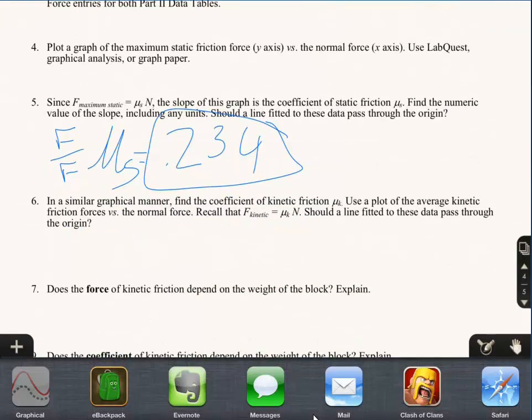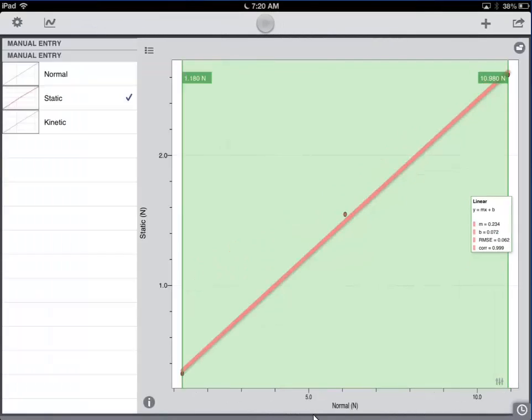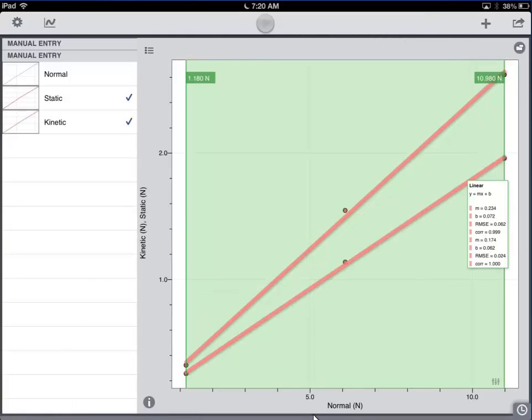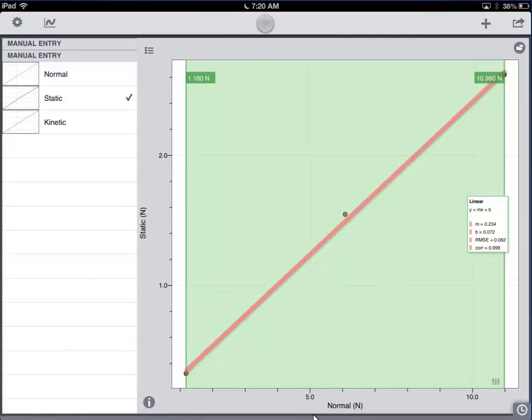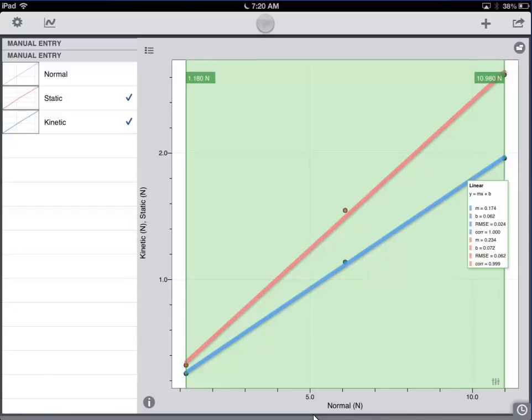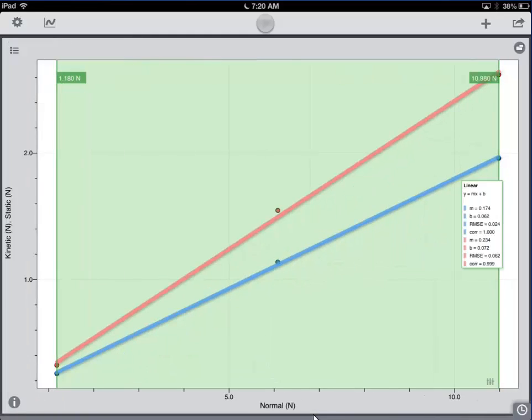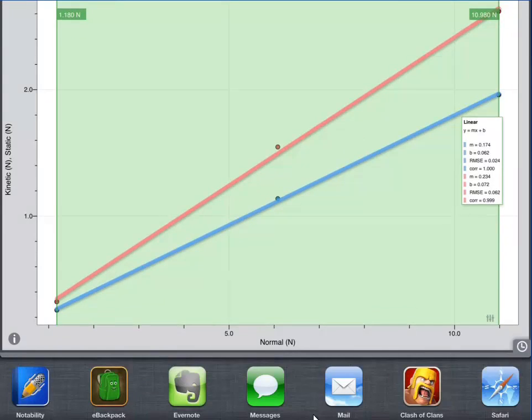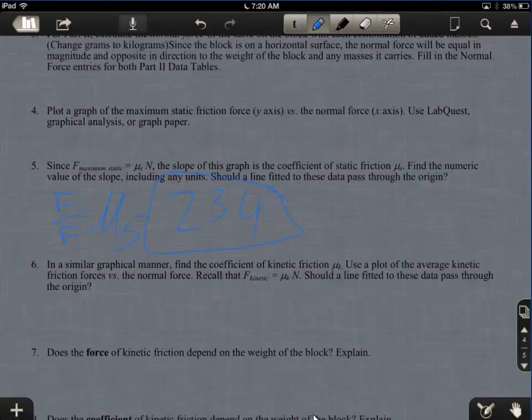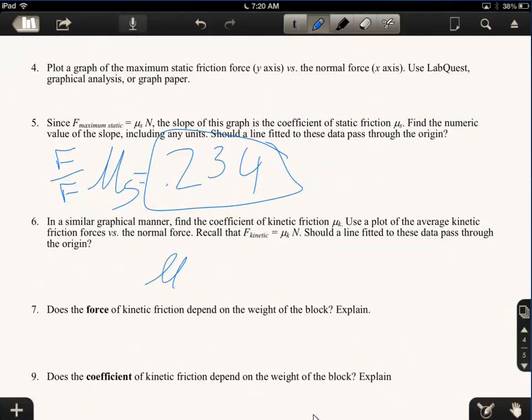So back in graphical analysis, now I actually want to look at static friction, and also I want to see kinetic friction. Okay, and if I turn that off and on a couple times, it changes the color for me. So now the red line here is static friction, and the blue line is kinetic friction. You can see they're both basically headed towards the origin on the left side, but the blue line isn't as steep. It's only got a slope of 0.174. Okay, and so down here, mu k is 0.174, and that's less than the coefficient of static friction.